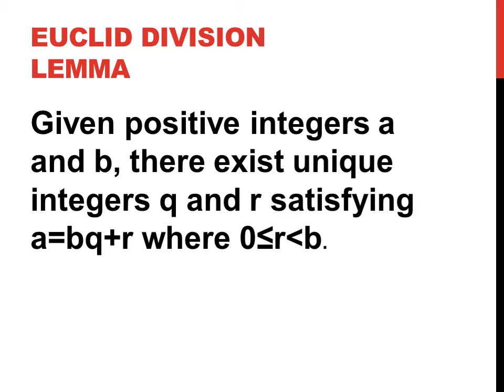And as we all know, the remainder is either 0 or greater than it but less than the divisor, which is b here. So I think the Euclid division lemma is clear to you all, but still I am explaining it once again. The Euclid division lemma states that for any positive integers a and b, there exist integers q and r which satisfy the equation a equals bq plus r, where r is greater than or equal to 0 but less than b. Is it fine?